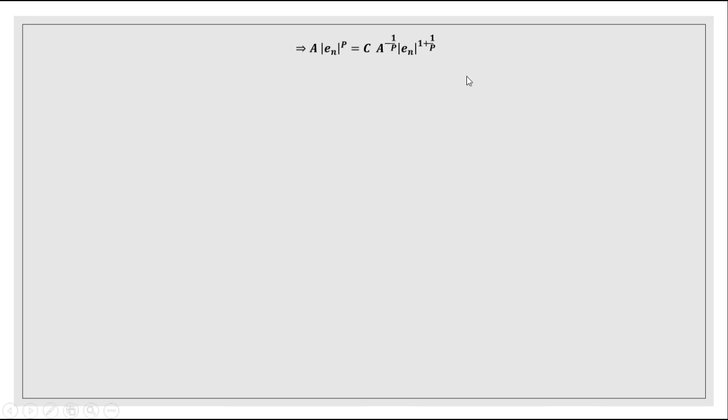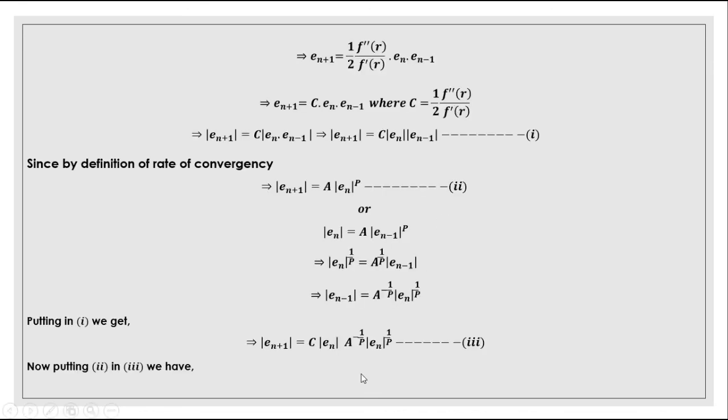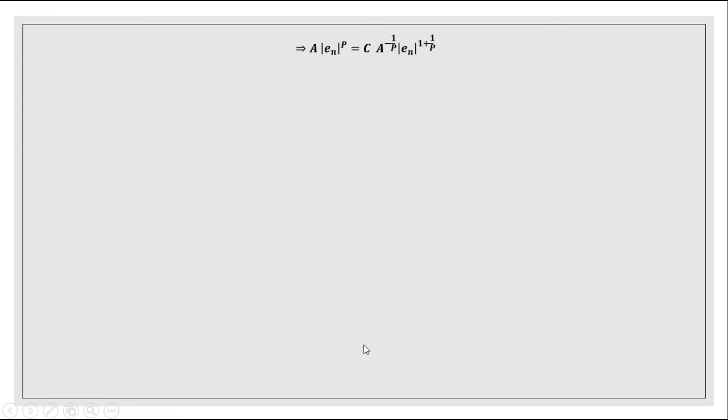As well, x to the power a times x to the power b, we can add the powers, so it will become x to the power a plus b. So here the power of |e_n| is 1 and the power of |e_n| is 1 over p, so we can add the powers, and it will become |e_n| whole raised to the power 1 plus 1 over p. Now once again, a is a constant, c is a constant, and a to the power minus 1 over p is a constant value. So let us compare. It is an arbitrary constant, so we can take it 1, it may be 1, it may be 2, it may be 3.